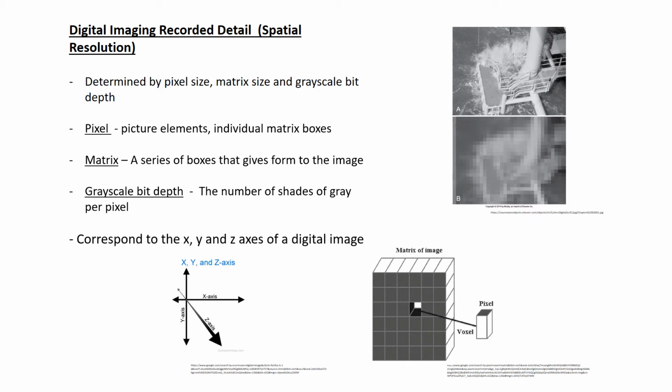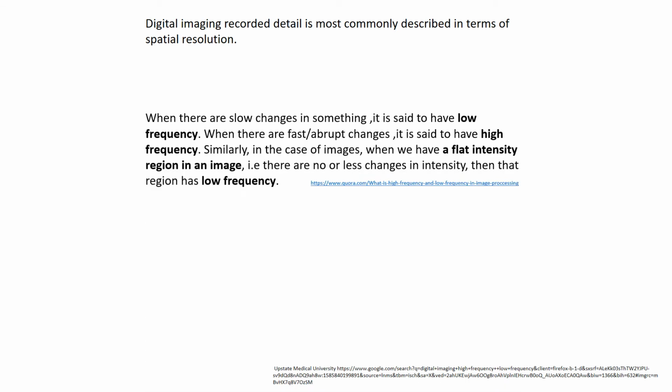And as I mentioned, when we look at the drawing over on the right at the bottom, you can see that there basically would be three axes involved. You'd have your x-axis and your y-axis, giving you your vertical and horizontal presentation. And then we've got our z-axis, which is going to give depth to the pixel itself. Digital imaging recorded detail is most commonly described in terms of spatial resolution.